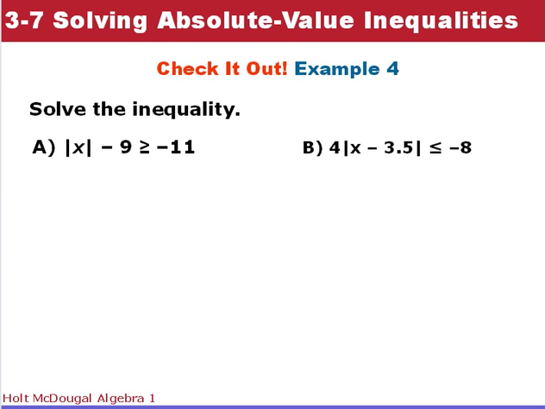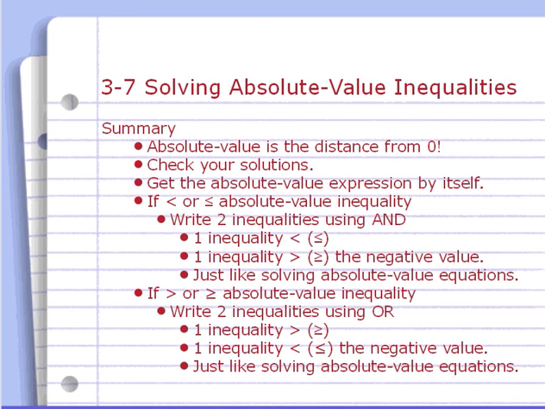So here are your two check-it-out questions. Answer those two questions. To summarize, absolute value is a distance from 0 on a number line. And with everything you've been doing, go back and check your answers. Make sure your shading is correct and it makes sense.